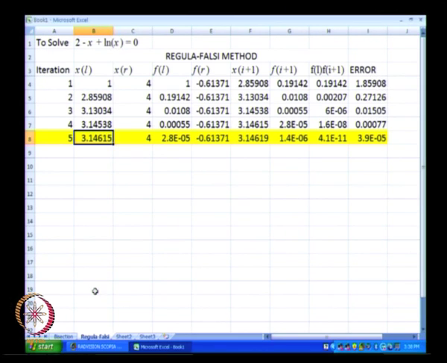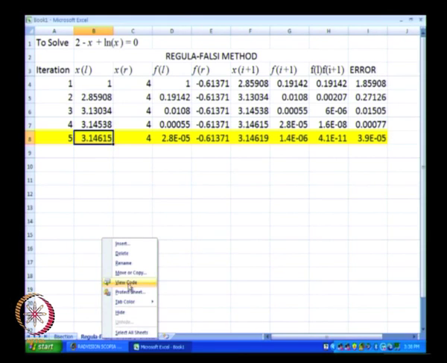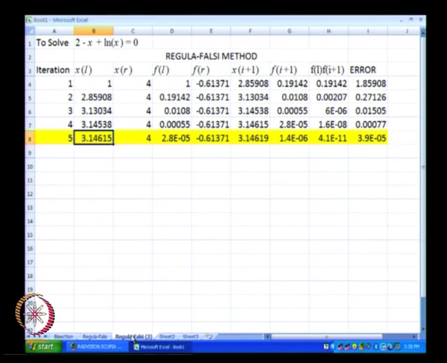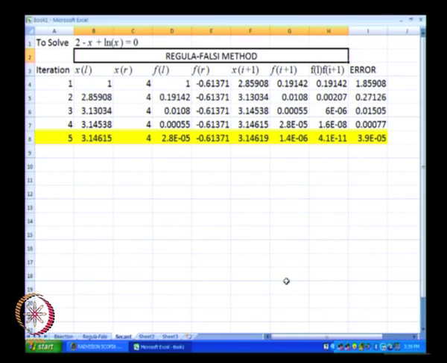So this was what we did in Microsoft Excel in the previous lecture when we worked with Regula-Falsi. What I am going to do again is just create a copy of the previous lecture so that I do not have to redo everything, and we will call this the secant method. In the secant method, we are again interested in solving the same problem, 2 minus x plus ln of x, using the secant method.